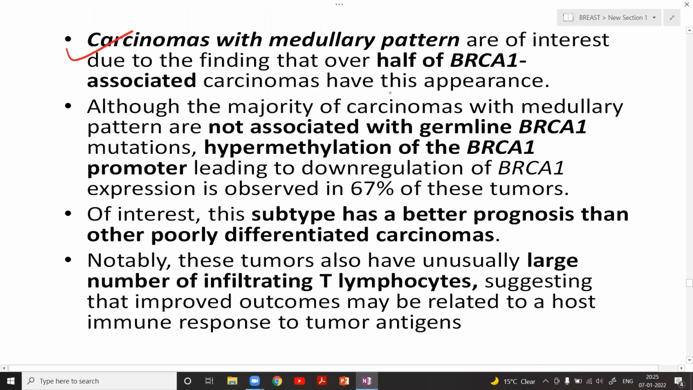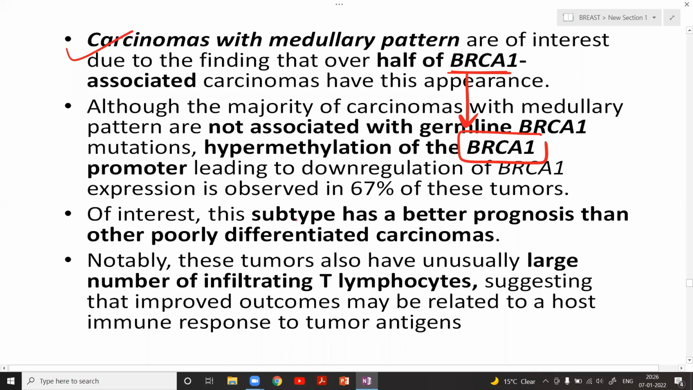Carcinoma with medullary pattern is of interest because half of the BRCA1 associated tumors are of medullary pattern. So there is some association with BRCA1 mutation. And remember, this relation is not there in the germ line. Rather, because of hypermethylation or silencing of the BRCA1 gene, we see that they have medullary pattern.